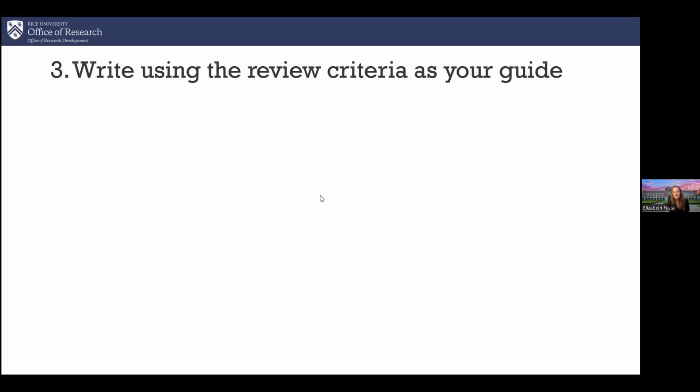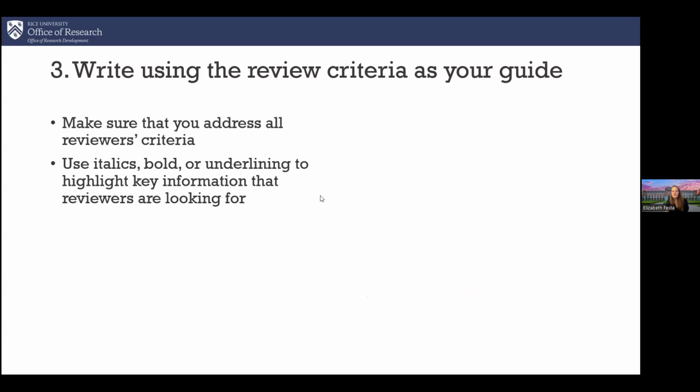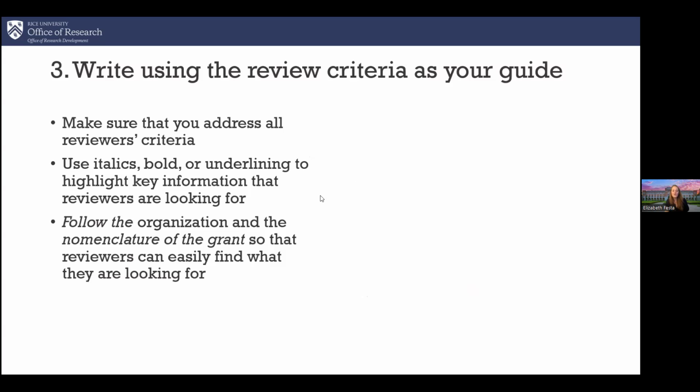I would definitely use the review criteria as your guide. So you want to make sure you address all the reviewers' criteria. And in fact, the instructions in the K99 in the parent announcement are even more specific than that. You do want to use, as I mentioned, these highlighting the key information that the reviewers are looking for. Don't make them hunt for it. And then also you want to follow the organization and the nomenclature of the grant so that your reviewers can easily find what they're looking for. They want it, so you can even set it up for them. And it seems a little cheesy, but believe me, they'll appreciate it.